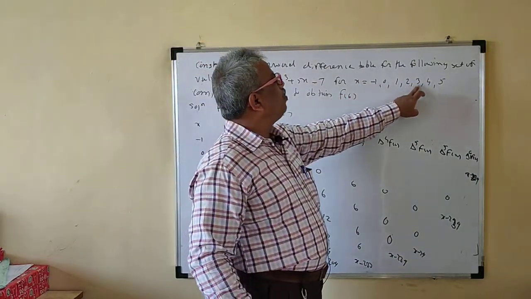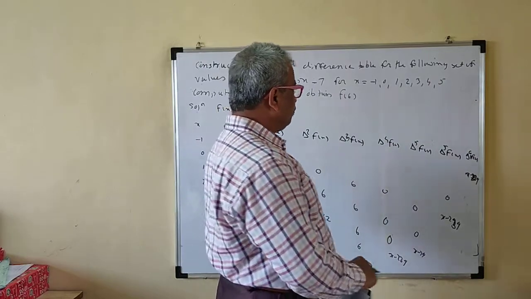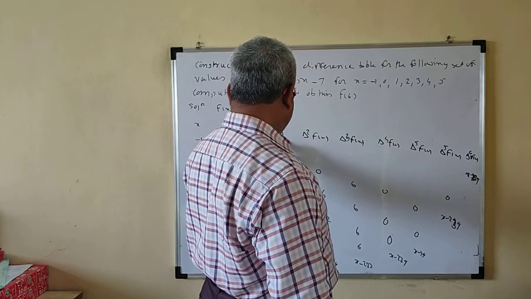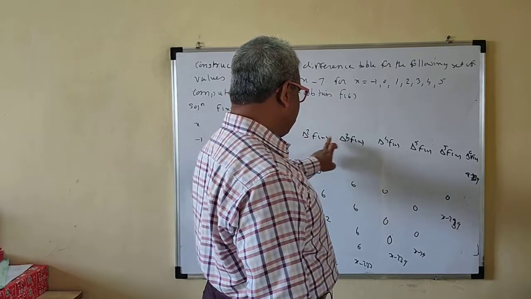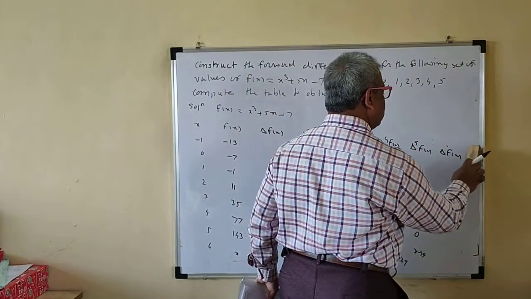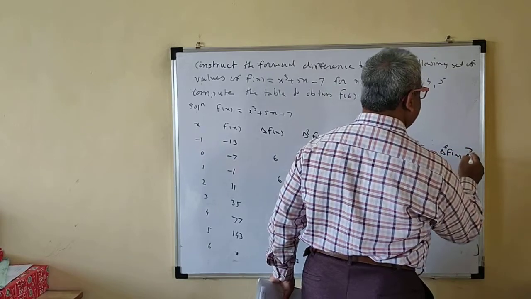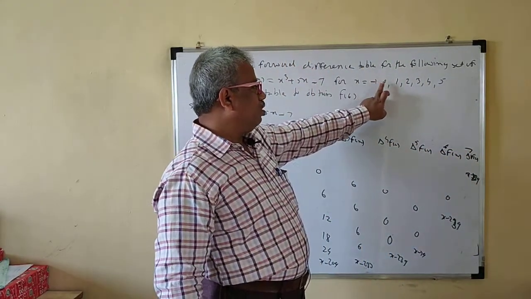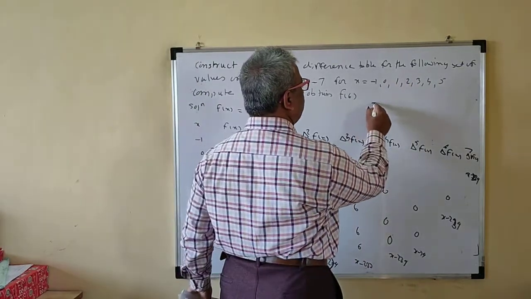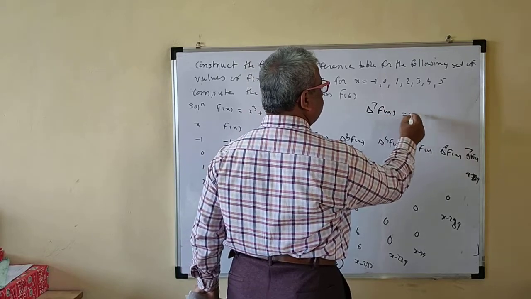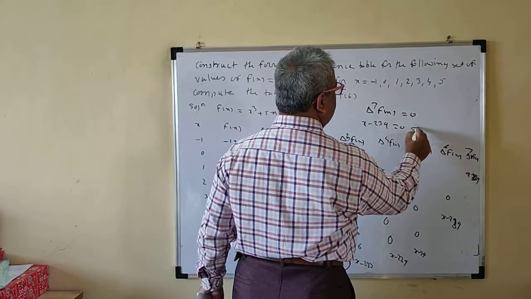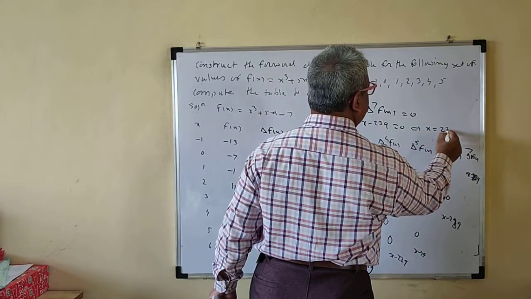1, 2, 3, 4, 5, 6, 7. Something is wrong here. Del, del square, del cube, 3, 4. It will be 6 and it will be 7. These are 6 values of 0. This is 1, 2, 3, 4, 5, 6, 7. So that means del to the power 7 f of x is equal to 0. So x minus 239 is 0. This implies that x is equal to 239.